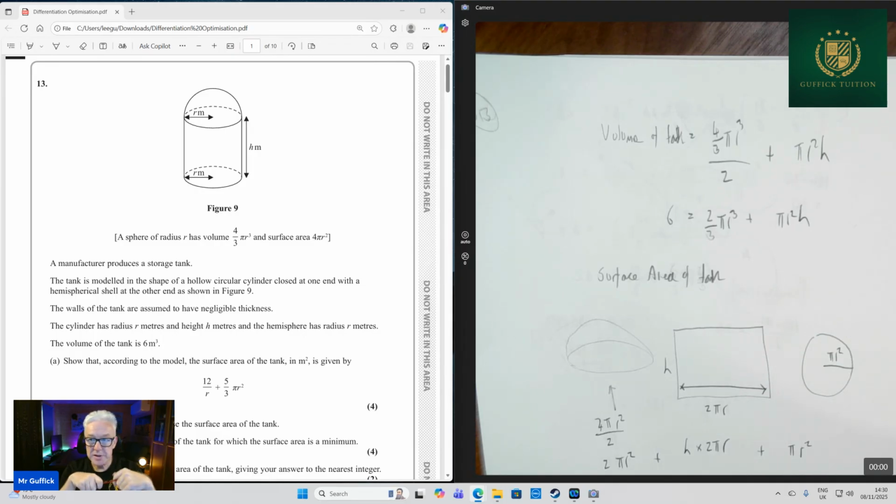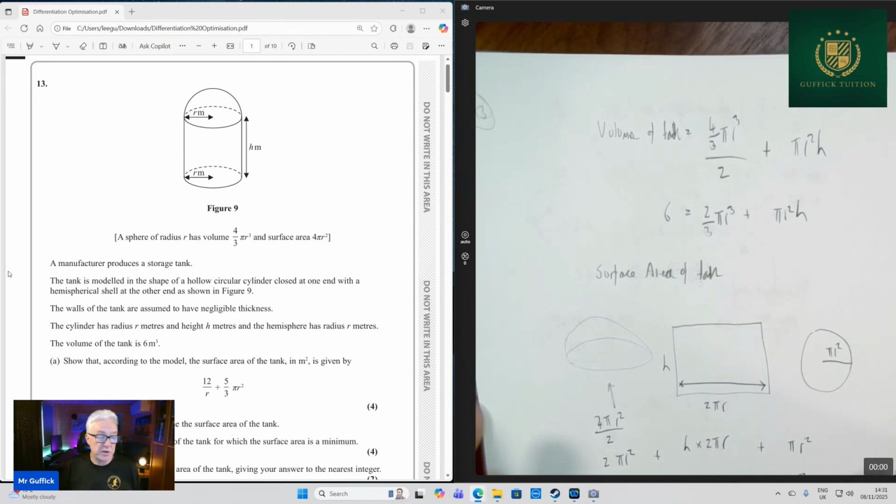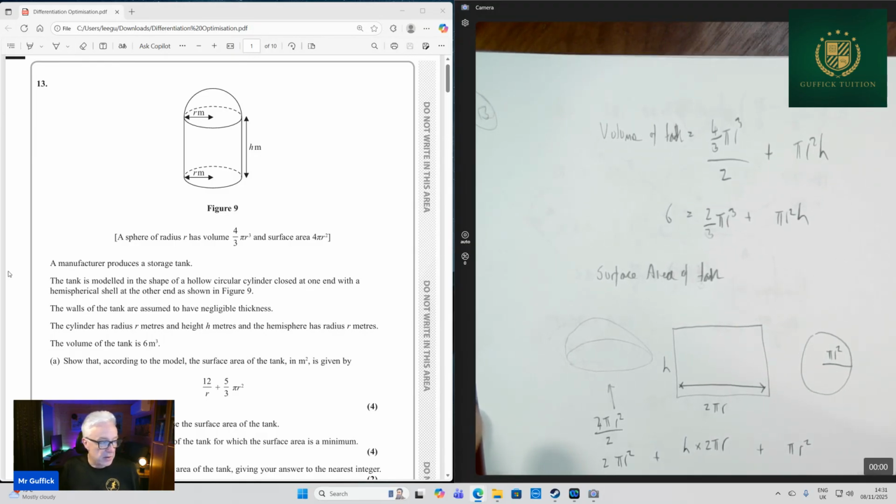So the first thing I'm going to go through is something called differentiation optimization. Really, really important technique. And just to say thank you very much to Yesterday's Maths Exam, the resource that I'm using, because they've compiled a lot of Edexcel exam questions, and a lot of exam questions in general, by topic. So what we're going to look at first is differentiation optimization.